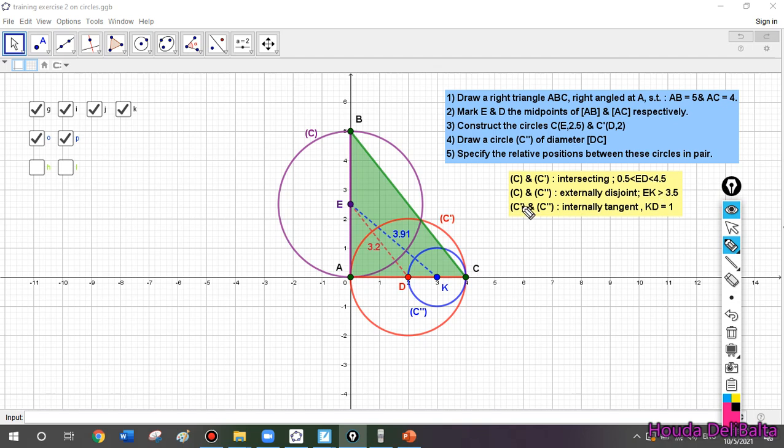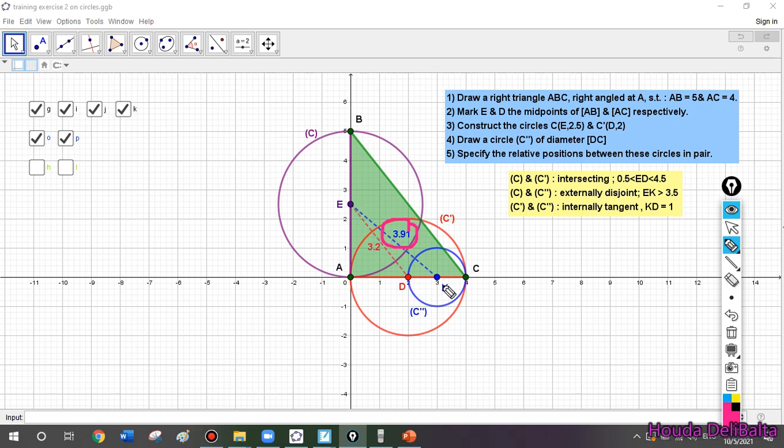Okay? Now, according to C and C double prime, so the purple one and the blue one, notice the purple and the blue are externally disjoint. There is a space in between them. The distance from the center E to the center K of the smaller circle is greater than the sum of the radii. Notice that the distance is 3.91. And also, I just measured it while preparing this exercise.